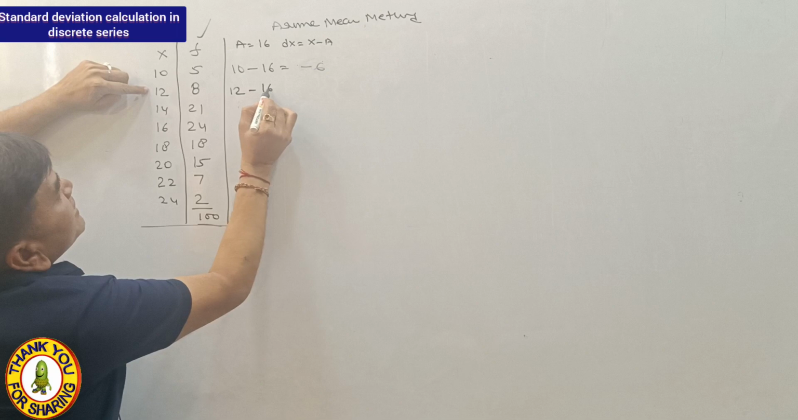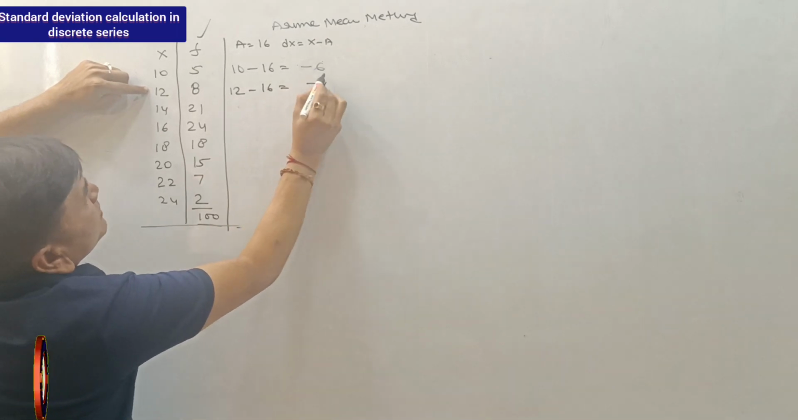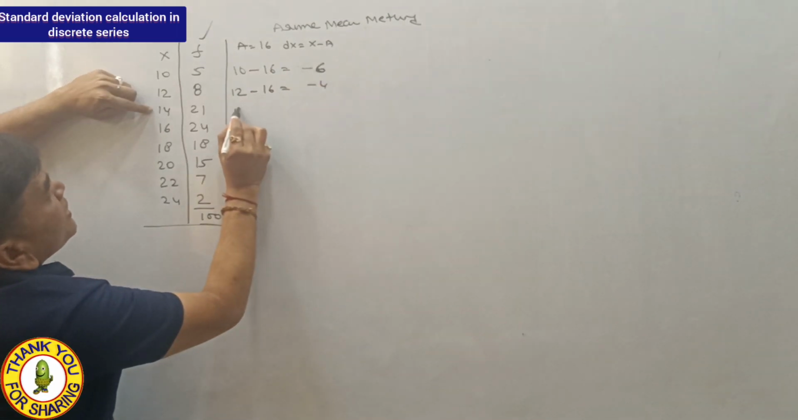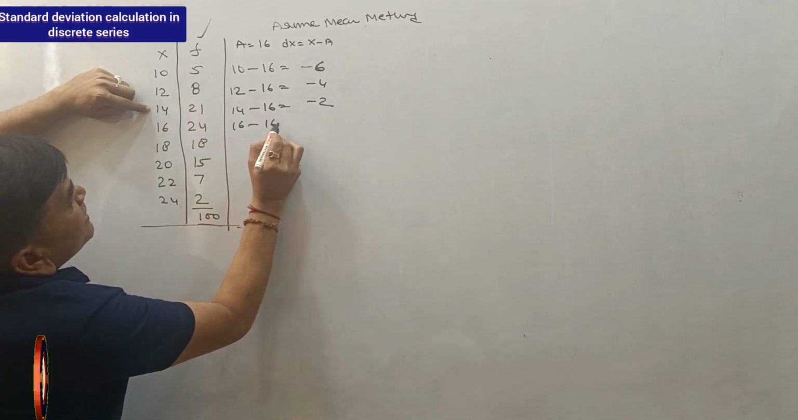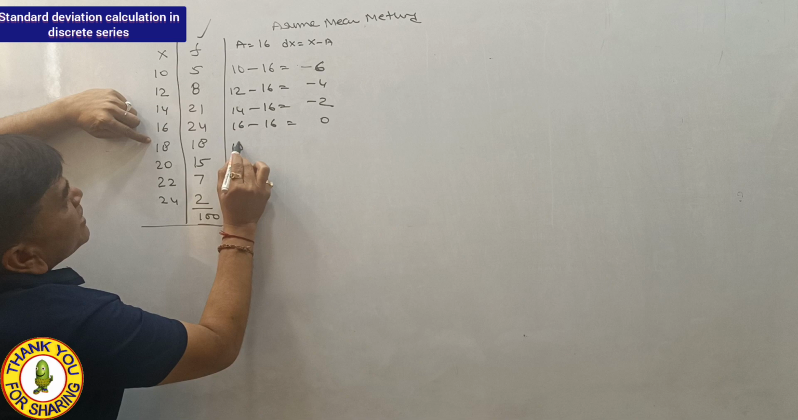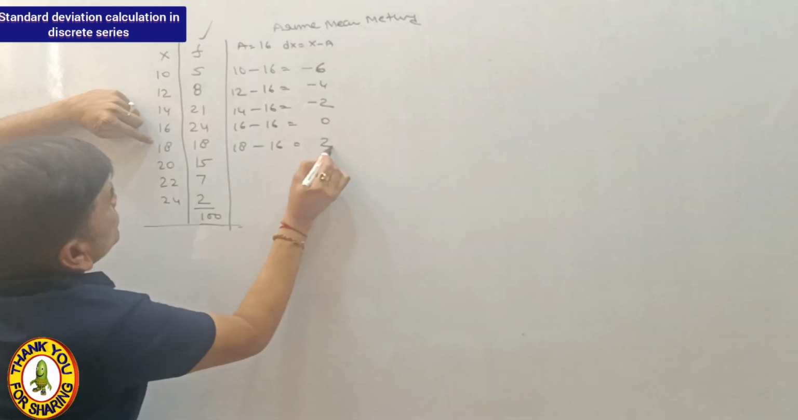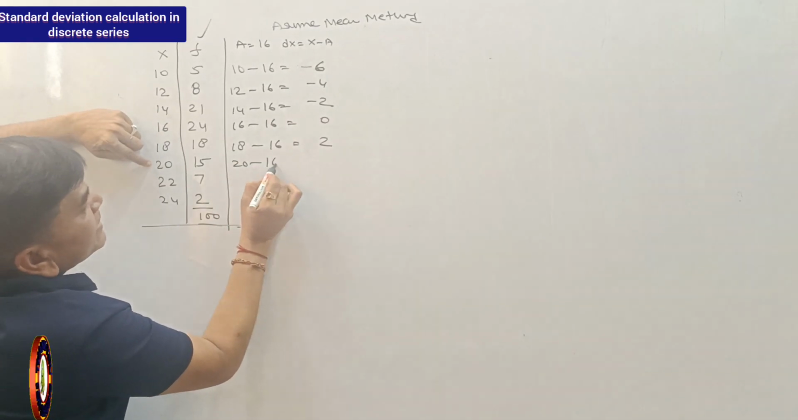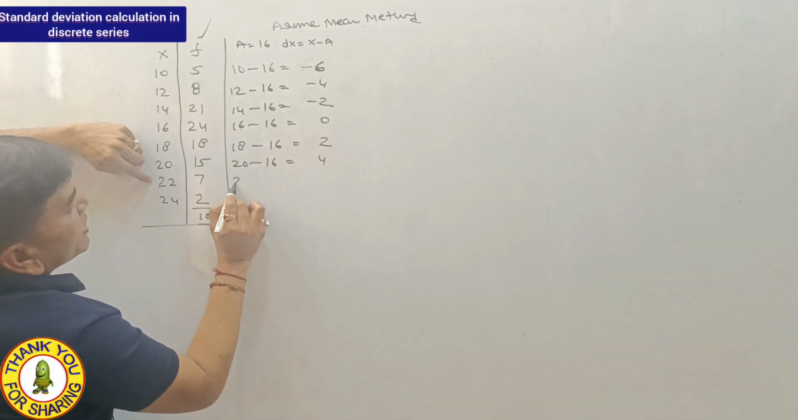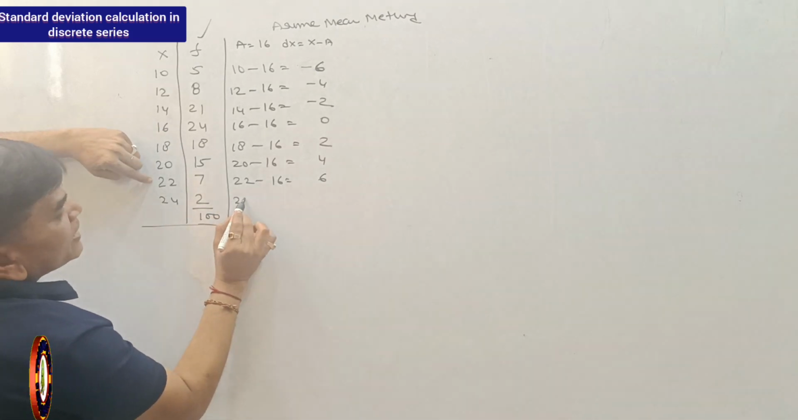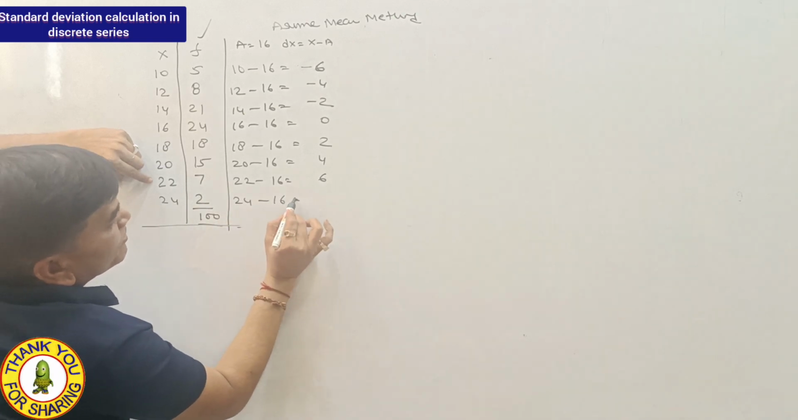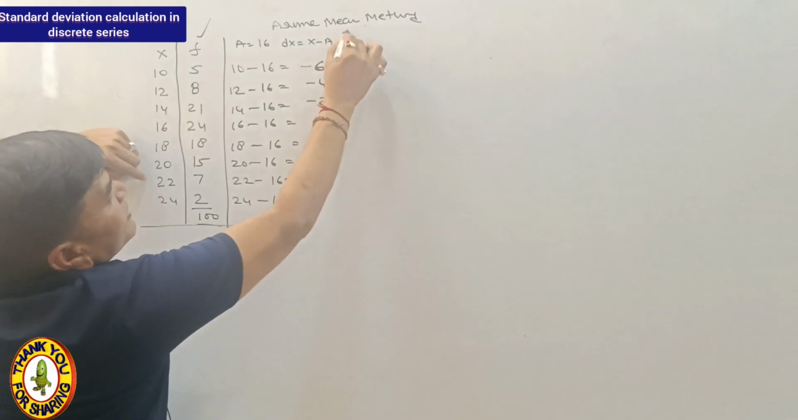12 minus 16, that is minus 4. 14 minus 16, that is minus 2. 16 minus 16, that is 0. 18 minus 16, that is plus 2. 20 minus 16, that is plus 4. 22 minus 16, that is plus 6. 24 minus 16, that is plus 8. So this is our dx.